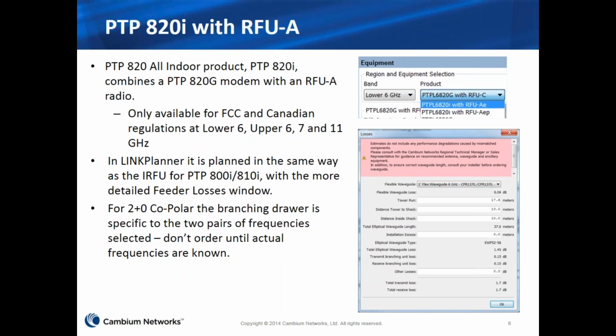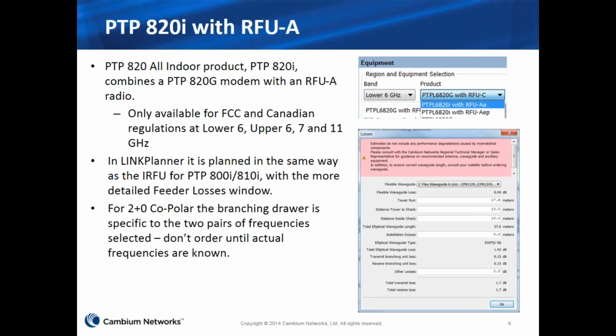If you've previously been planning networks using 800i or 810i, then the process is pretty much the same. You've got the more detailed feeder loss window, and like the 800i, these indoor radios are a bit more complicated when we get down to the BOM, as there's a lot more parts required to connect the radio to the antennas. Some of these are length specific, so please make sure that you get the antenna heights correct. In this detailed feeder losses window you can specify the distance from the tower to the shack, and inside the shack, as the waveguides come cut to order, so you want to make sure you get those ranges correct.